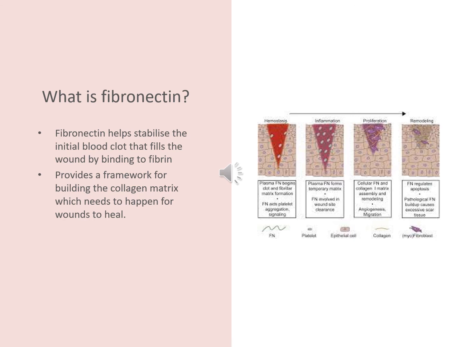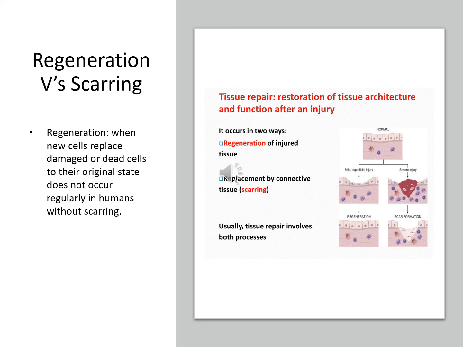But if you don't want to do that and you don't want an infection, then it's really important that you leave it as it is. Let the fibronectin do its thing, let the collagen matrix do its thing, and then get our wounds healed and back to normal, hopefully. We have regenerated our tissue, or it has scarred. A surgeon can determine that the tissue has regenerated when the new cells replace the damaged or dead cells to their original state, and this does not occur regularly in humans without scarring.